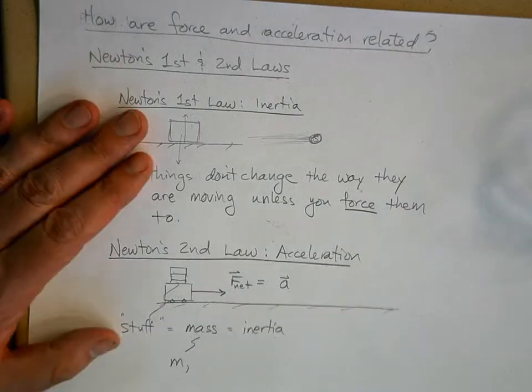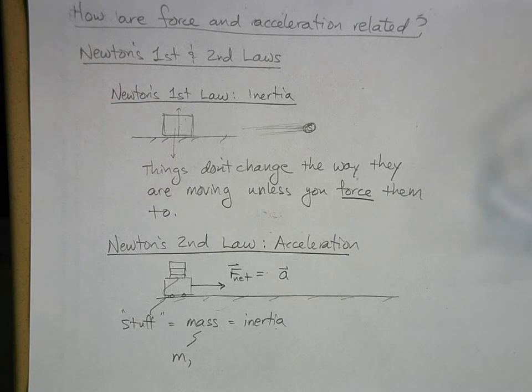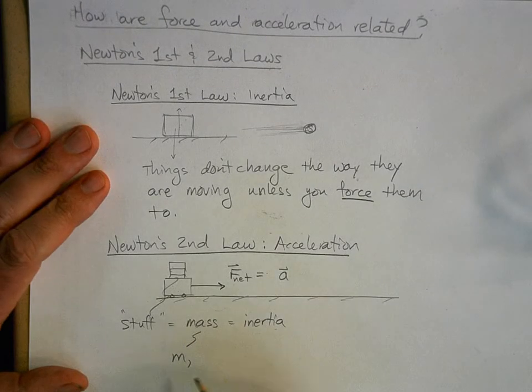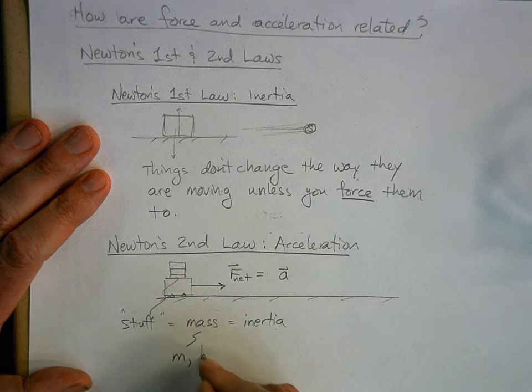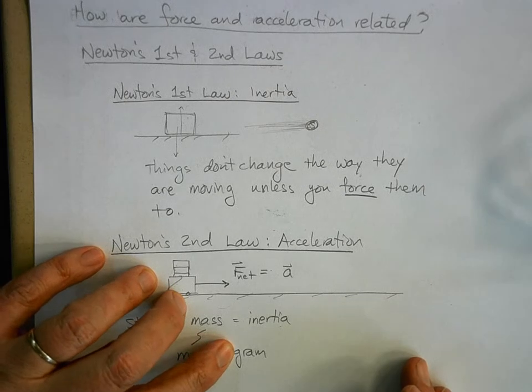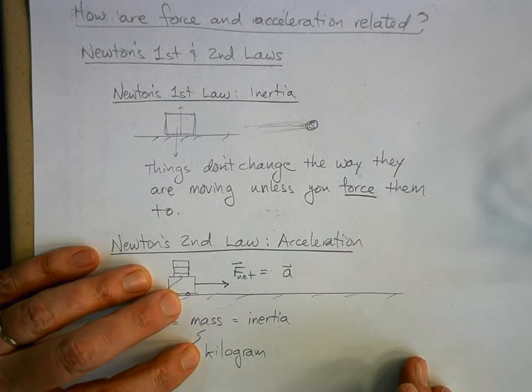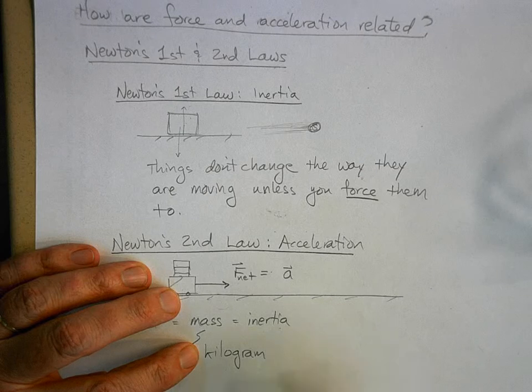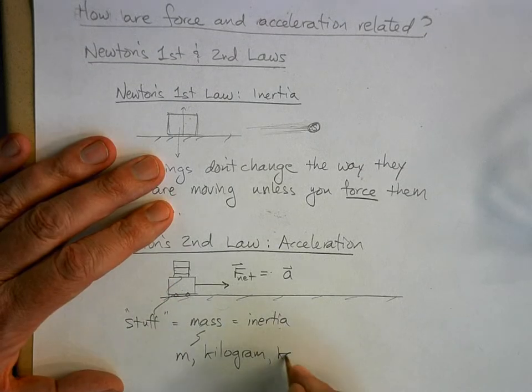Most of you have a mass of about 50, 60 kilograms. I have a mass of about 95 to 100 kilograms. We all have different masses. Now, in chemistry, you dealt with grams, but in physics, we usually measure mass with kilograms, and it's abbreviated with a kg.